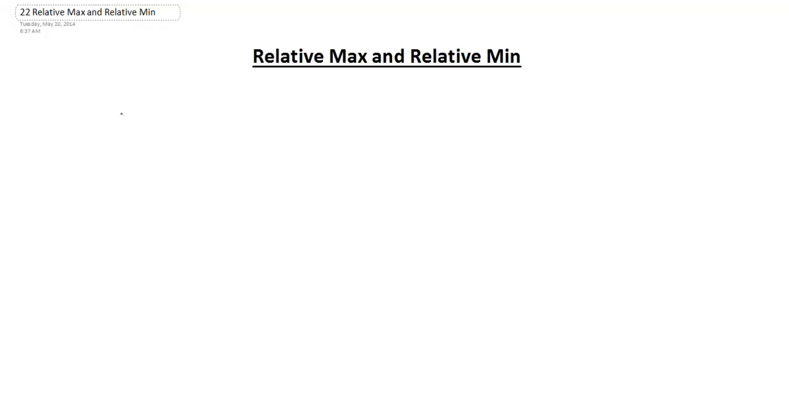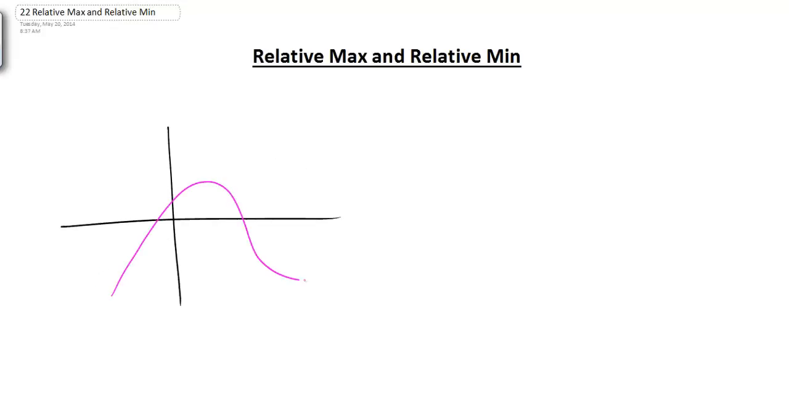This video is going to look at relative maximum and relative minimum points. And what we're talking about there is if we have a graph and we're looking for a relative maximum point, then we're looking at where your graph changes from increasing to decreasing. And that point where it changes from increasing to decreasing is what we're going to call a relative maximum point.